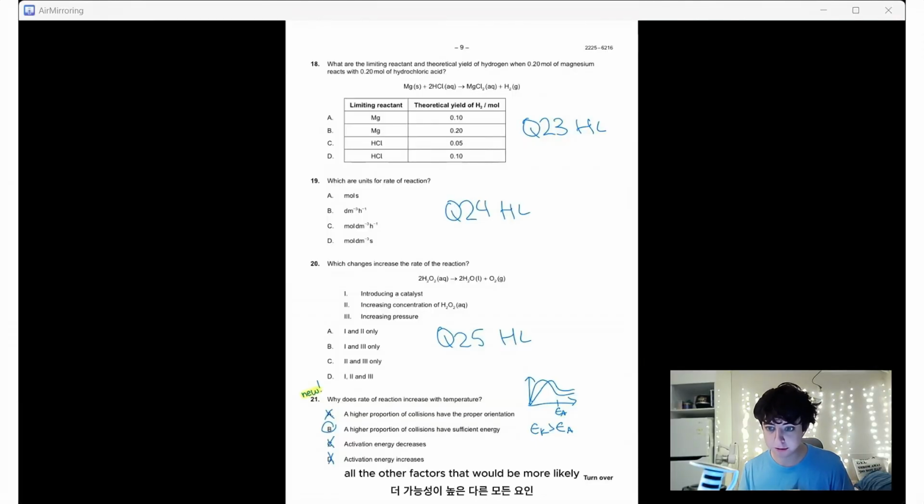All the other factors, that would be more likely, okay? Where the likelihood of the correct orientation, it's more of statistics. However, with the temperature it is energy. And so that is going to be the main reason, the energy and having that sufficient amount of energy. So 21 is going to be B. Once again, it's not just if it's correct, it is the main reason why.